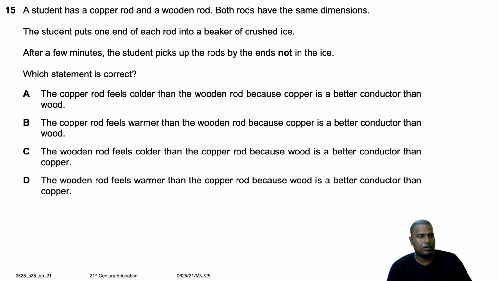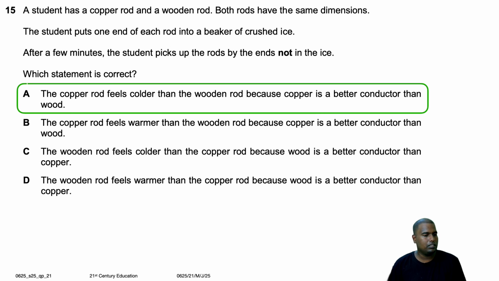A student has a copper rod and a wooden rod. Both rods have the same dimensions. The student puts one end of each rod into a beaker of crushed ice. After a few minutes, the student picks up the rods by the ends not in the ice. Which statement is correct? The copper rod feels colder than the wooden rod because copper is a better conductor than wood. Yes.